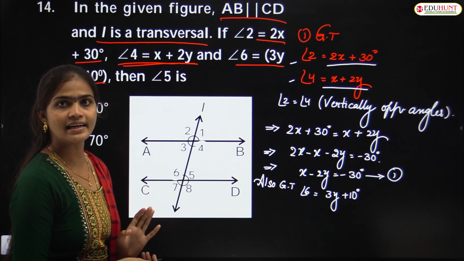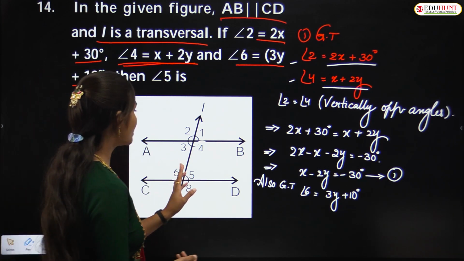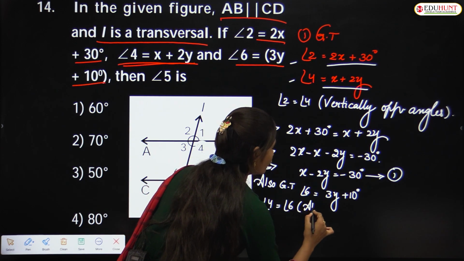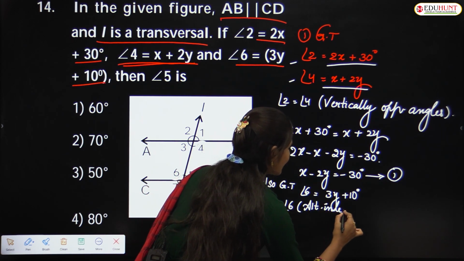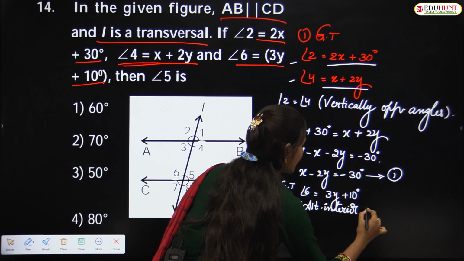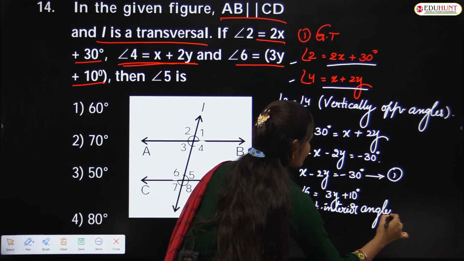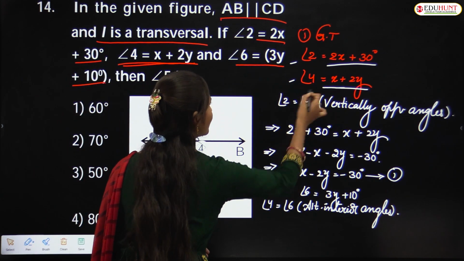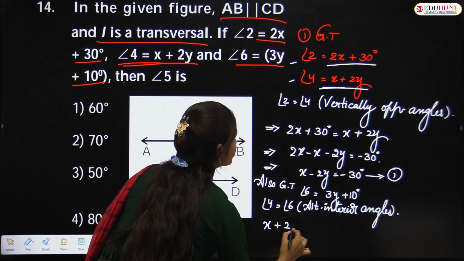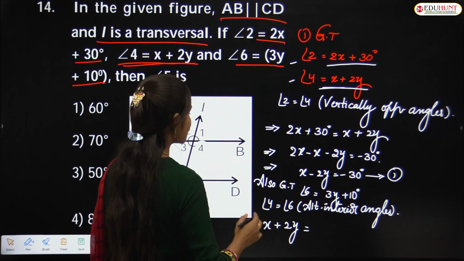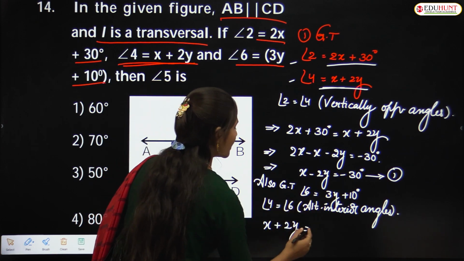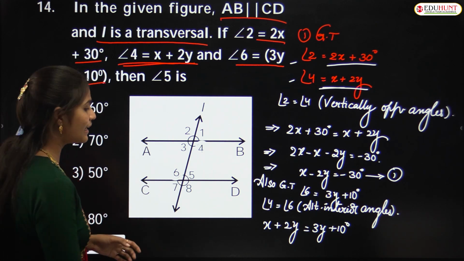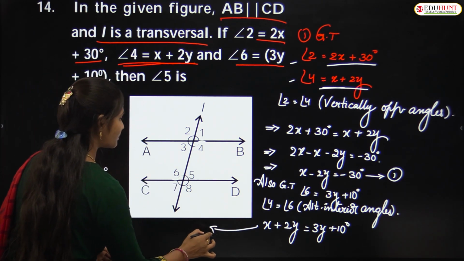In the question, the only condition given is that the lines are parallel. So here angle 4 is equal to angle 6. Why? Because those two form alternate interior angles. So angle 4, which is x plus 2y, is equal to angle 6, which is 3y plus 10 degrees.